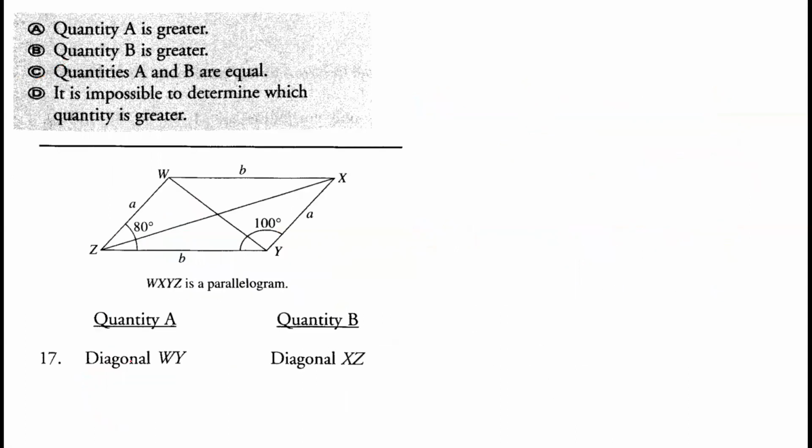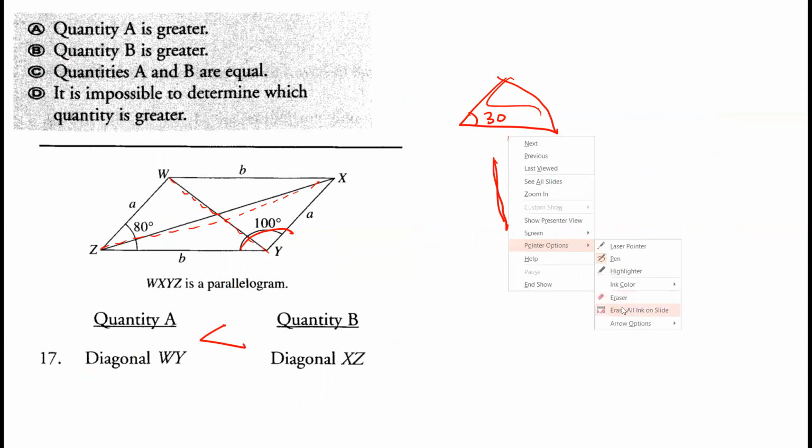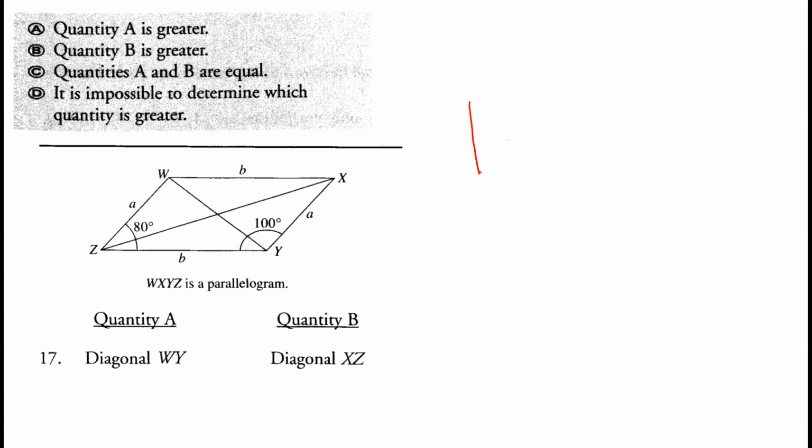Now which quantity is greater? Diagonal XY or diagonal XZ? Diagonal XZ is definitely greater because the opposite angle is greater. So whenever we have this situation, if this is an angle 30, let's make it better. So one second. So if this is a scenario, this is, let's suppose 110, and we have this scenario.